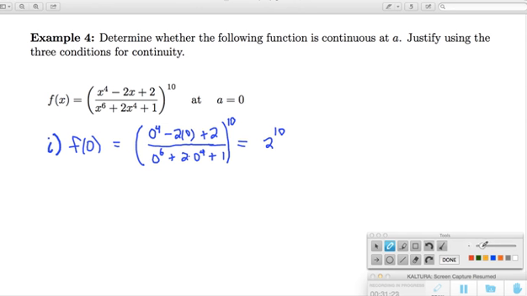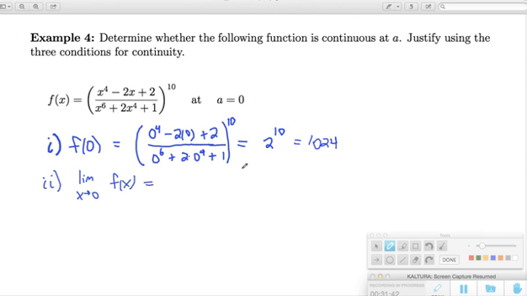2 to the power 10 is, of course, 1024. Okie dokie. And you can just do that in your calculator. That's what I did. Question number 2 is that the limit exists, right? Well, the limit as x approaches 0 of this particular function.